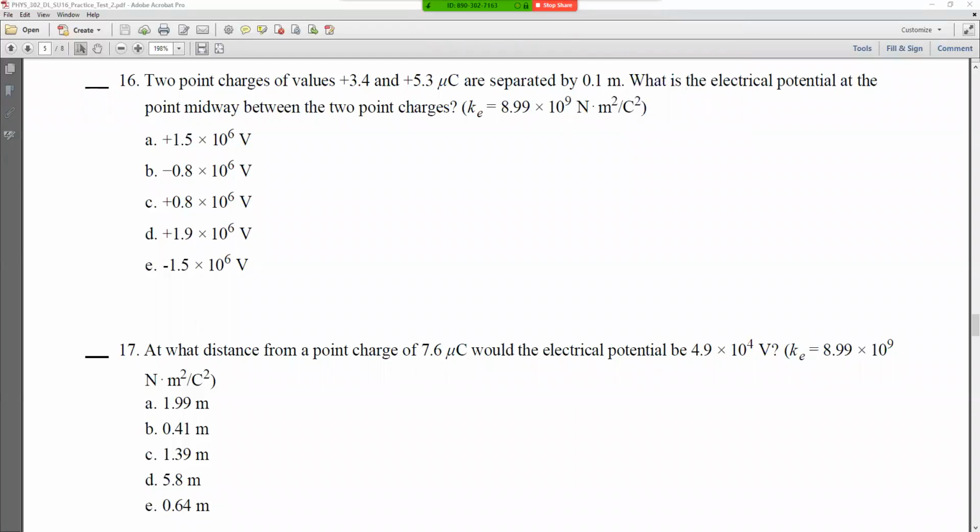Okay, number 16. Tiffany, can you read number 16? Read number 16 first. The two point charges of values positive 3.4 and positive 5.3 microcoulombs are separated by 0.1 meters. What is the electrical potential at the point midway between the two point charges?